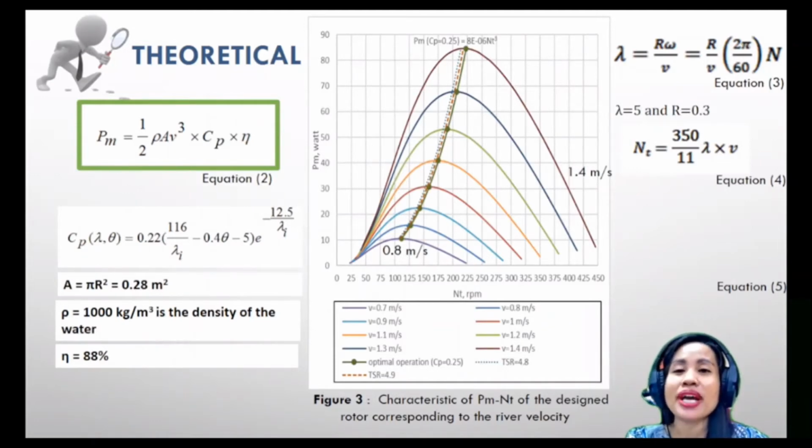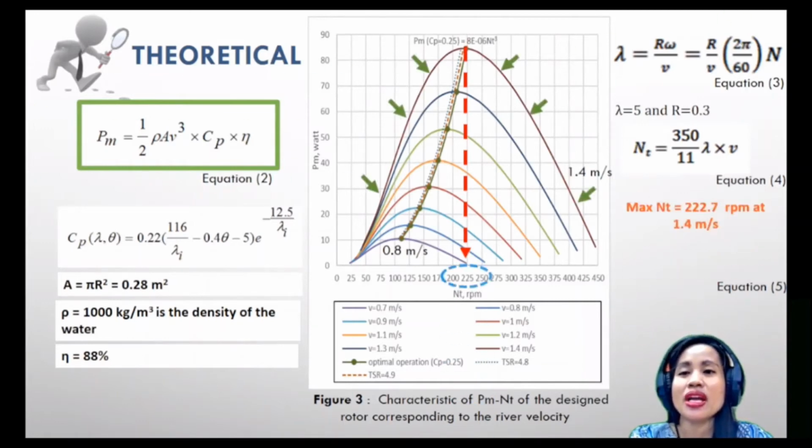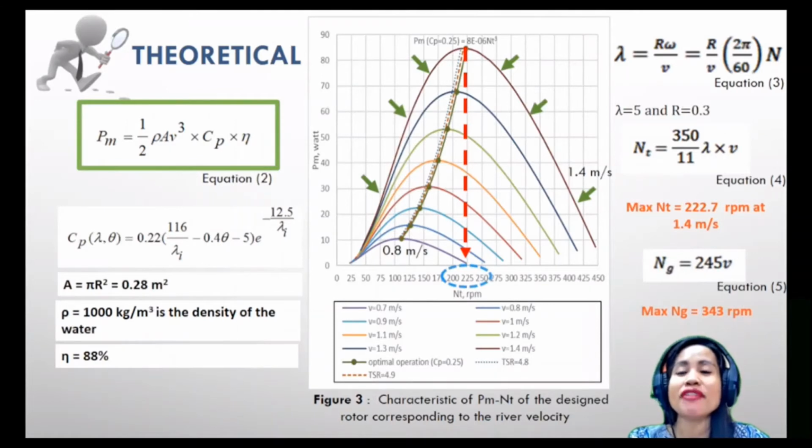Equation 4 was derived by using the definition of TSR, by inserting the value of TSR and the diameter of the rotor. This formula was used to estimate the HKT rotation speed and velocity of the river at optimal operation. The relationship of NT and NG was established from the transmission gear ratio used in the system, because it amplified the rotational speed of the generator by using a 90-degree transmission gear with a ratio of 1.75. Therefore, equation 5 was derived and then the maximum rotation speed was identified.